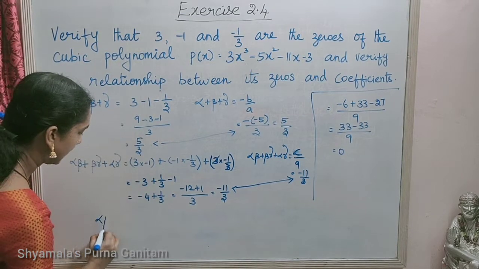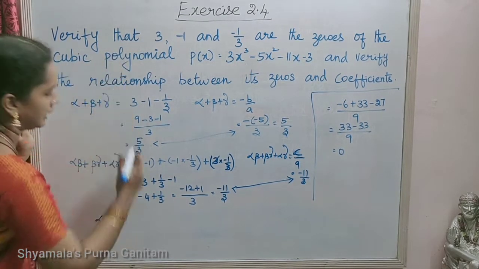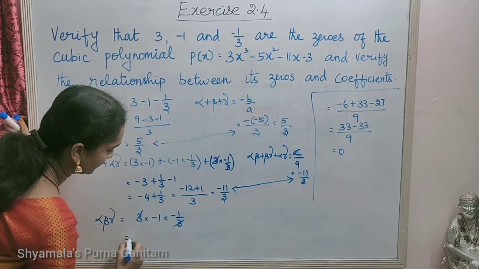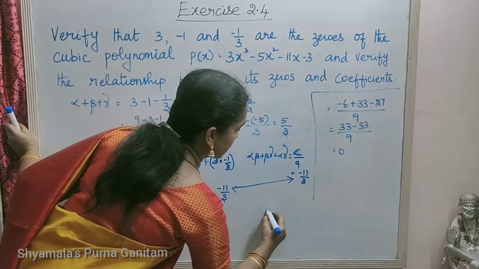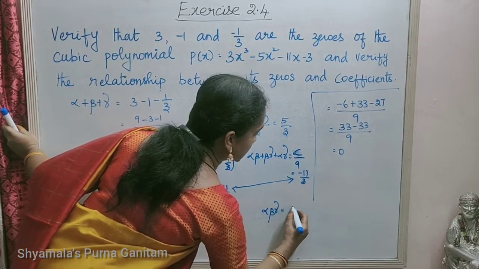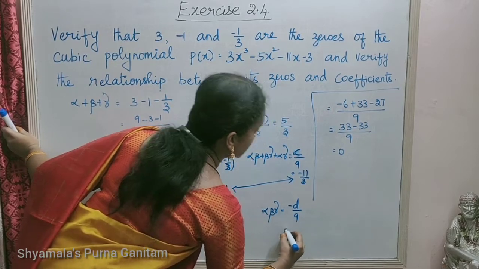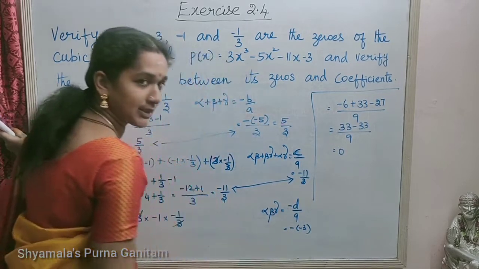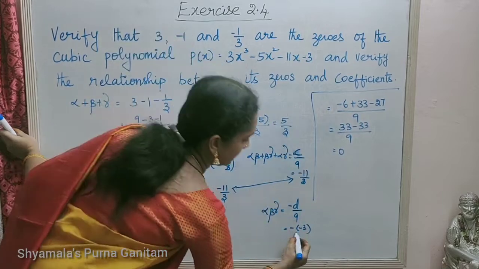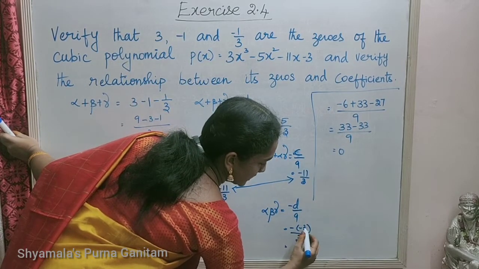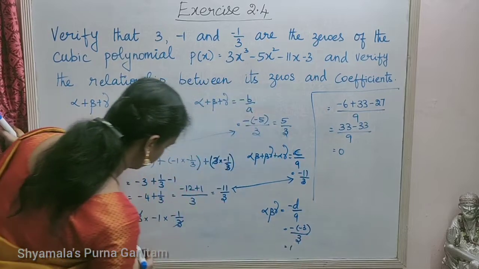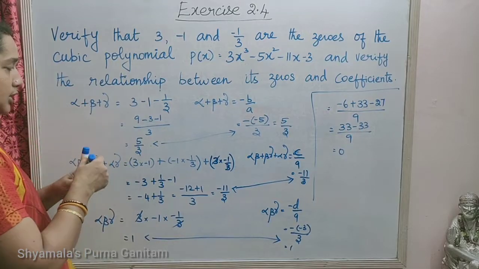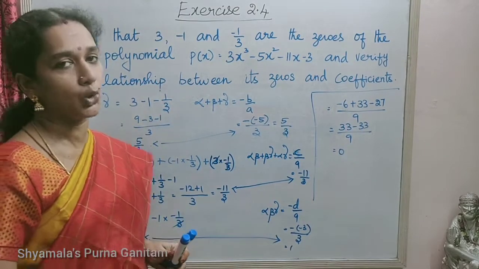One more thing is alpha, beta and gamma. Alpha is 3, beta is minus 1, gamma is minus 1 by 3. When you simplify this, you will get plus 1. Then for this one, alpha beta gamma is minus d by a. So minus d is minus of minus 3, the minus is there in the question already. The d value is minus 3 by 3. So minus into minus plus 3 by 3 is 1. So this is also 1 and this one also 1. So we have verified the relationship between the zeros and the coefficients.